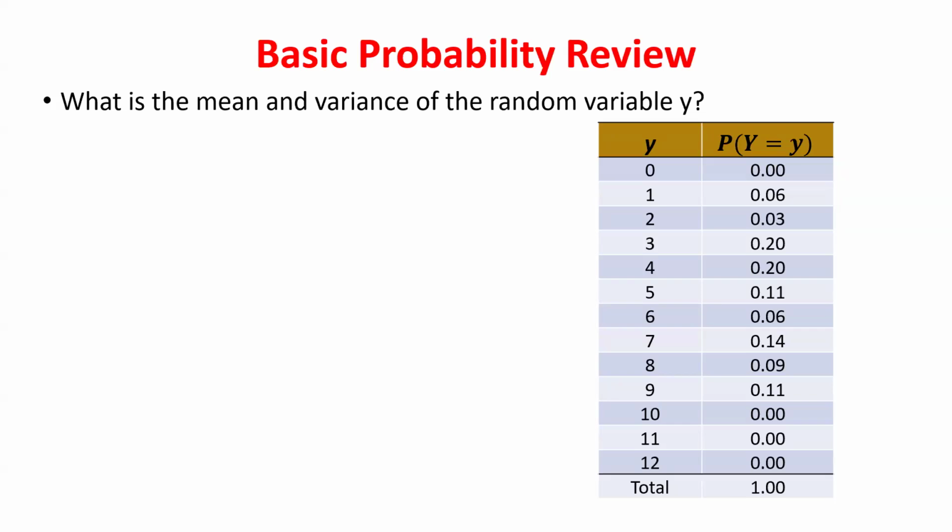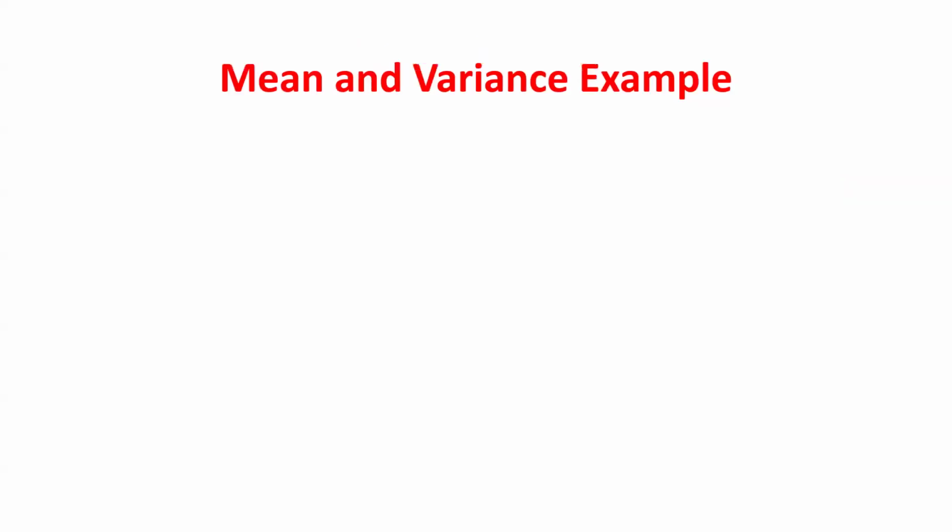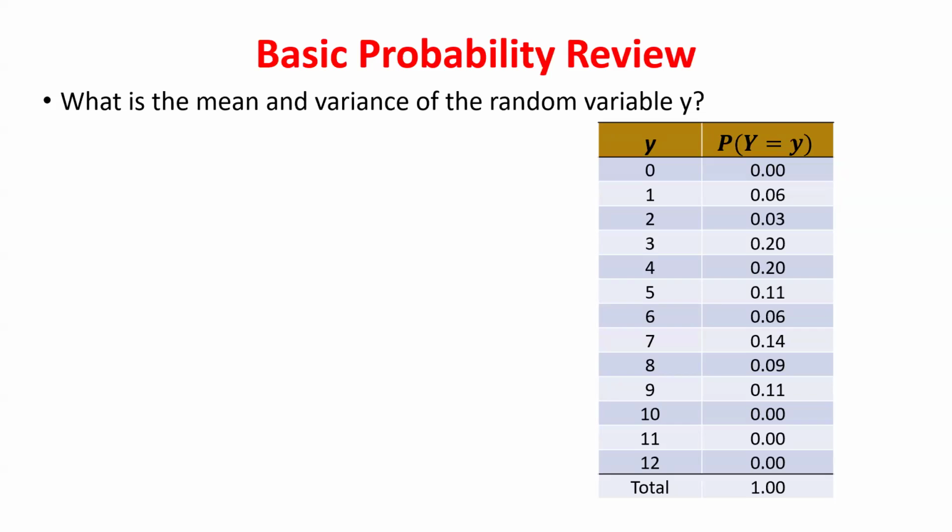Now what's nice about this data set, if I was going to find the mean here, I should go through every single value, multiply it by the probability it occurs, and add them all up. Well, anytime the probability is 0, do I really need to be concerned with that value? No, anything times 0 is 0. So what I would do is just go through 0 times 0. I don't have to worry about that. Add that to 1 times 0.06. Add to that 2 times 0.03.